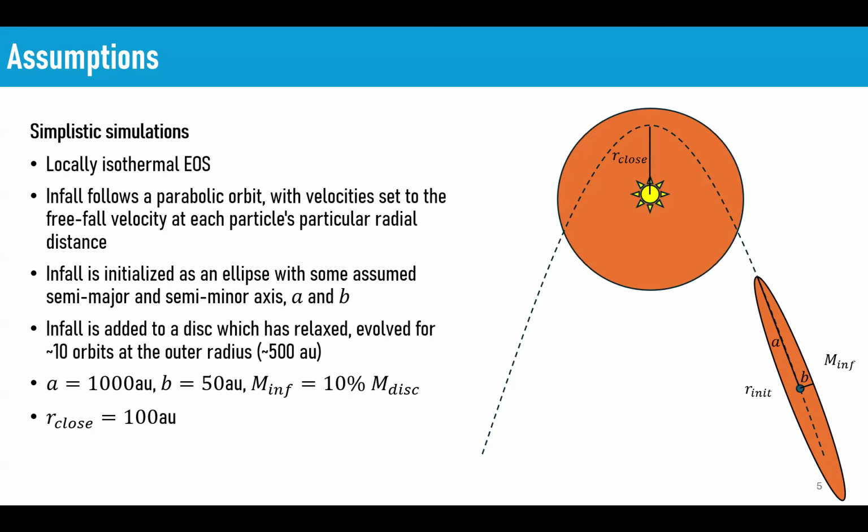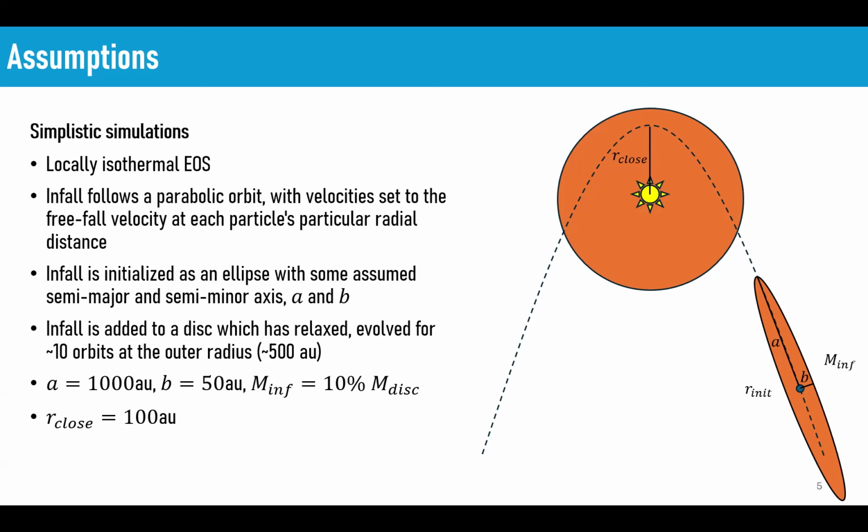This is just a crude diagram of what the setup is like. We start with an elliptical, elongated streamer-like object that's initialized at some particular radius, and it has a major and minor axis. We set a mass for this ellipse, and the particles in the ellipse are initialized on a free-fall orbit, with some inner radial distance that the parabola will reach from the central star.